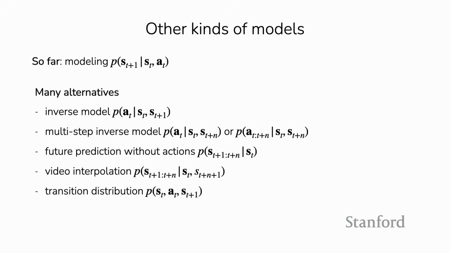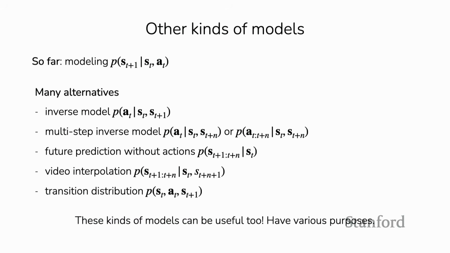You could learn a generative model of transitions of ST, AT, ST plus 1. There are some cool properties with that sort of model, and these kinds of models can be pretty useful too. They have various purposes, and there's lots of research on using different kinds of models like these. So it's just something to think about: in some domains, or with some data sources, you could imagine scenarios where these might be useful.